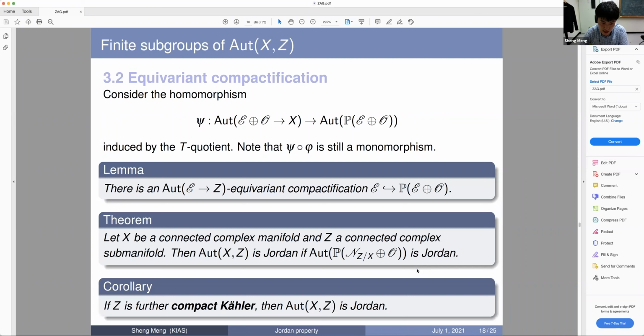And suppose Z has some good locus. For example, if Z is further compact Kähler, then we see that Aut(X,Z) is Jordan. This is because this P^1 bundle of a compact Kähler manifold is still a compact Kähler manifold. And as we know, the automorphism group of a compact Kähler manifold is a Jordan group. So we see this group is a Jordan group.